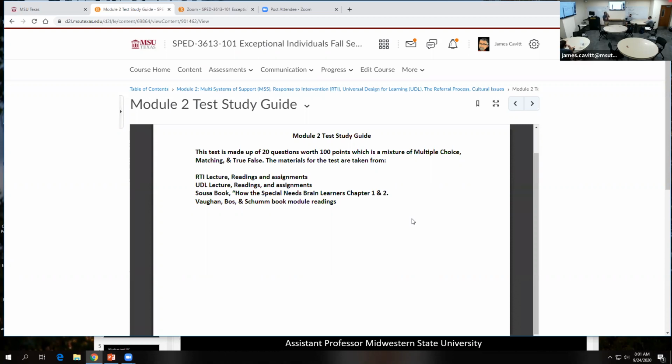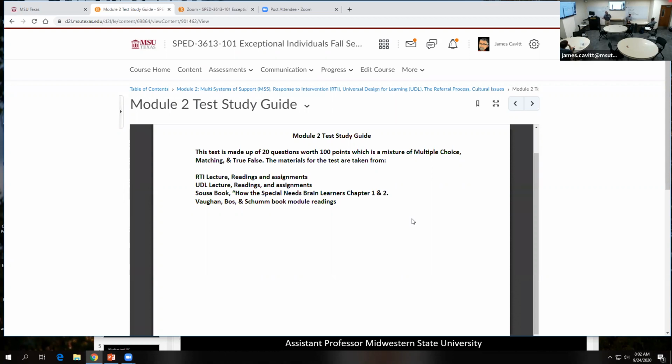And so the information is taken from the lectures we've had in class on RTI and UDL, and from the Sousa book, and from the Vaughn Bos and Schumm book. So those are the two main textbooks we're using in class, right? And then the additional readings and assignments. So they're 5 points each for a total of 100 points.